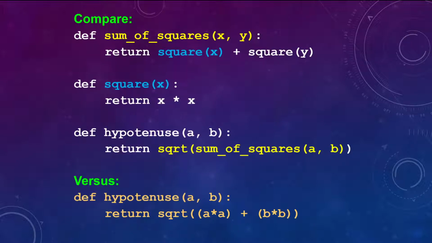Compare the top one. The top one, you have clearly defined a square function, a sum of squares function, and then your hypotenuse function, which makes use of the sum of squares function. You can see that the sum of squares is defined outside here, but it also depends on the square function that is in here as well. So you may think that this is quite cumbersome, but why can't you write it at the bottom like this, where you just mush everything into one?